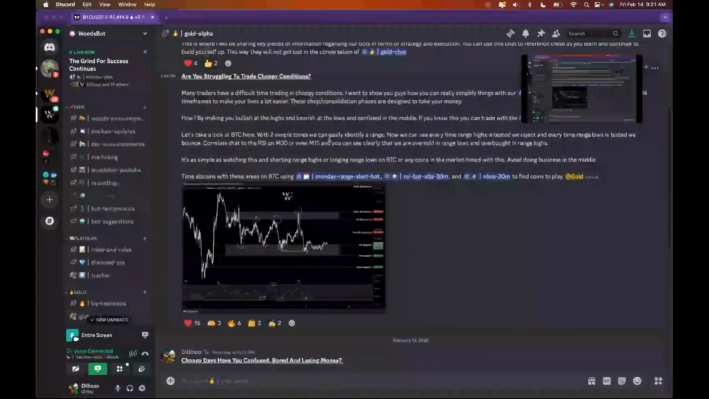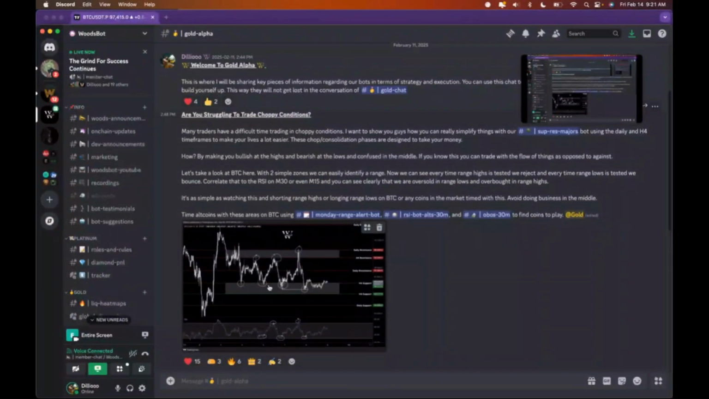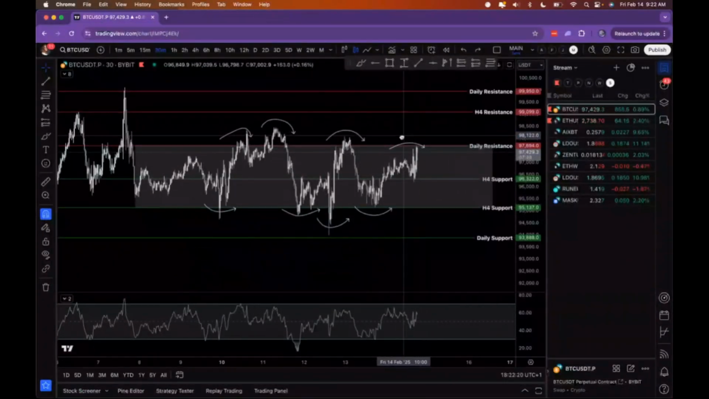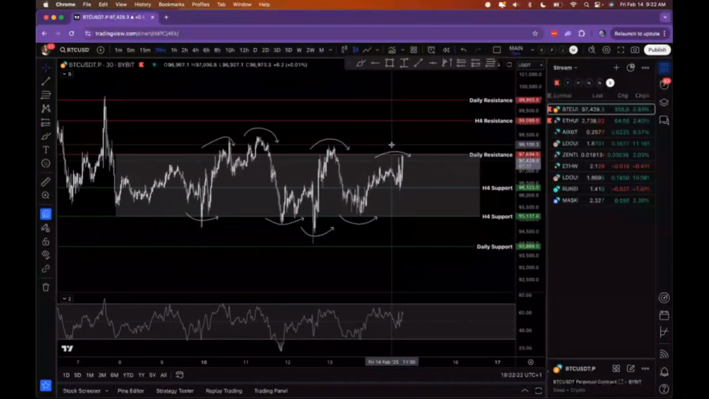Trust me. So how do you trade this? How do you make money with this? We know how to identify it. It doesn't do anything for us, though, if we don't know how to actually execute in this range. So every time price goes into range highs or range lows, you will have similar opportunities across basically the entire market.